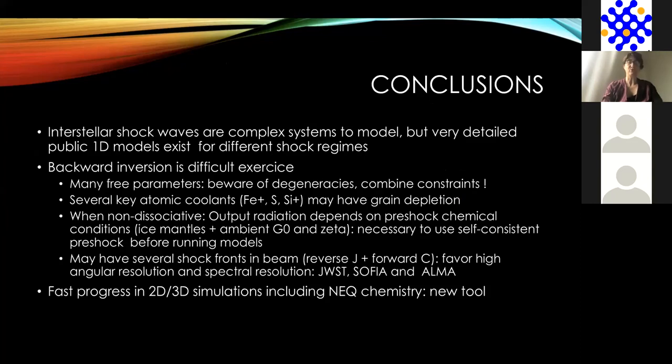So here are my conclusions. Interstellar shockwaves are highly complex systems to model, but there are very detailed 1D models that are public and that exist for different shock regimes. The backward inversion, so trying from observations to get the shock parameters, is a difficult exercise. You have to be careful. Many free parameters, so degeneracies, so you need to combine constraints. Some of the key atomic coolants like iron, sulfur, silicon may have grain depletion, and we don't know exactly how much.